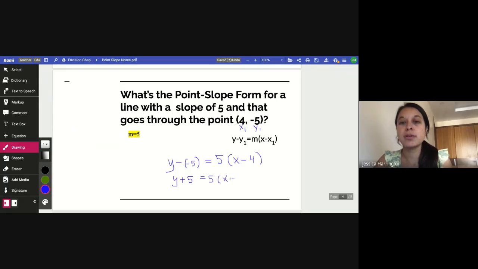It's really important to know that because the formula for point-slope has a minus and a minus right here. If you see y plus 5, that means that y1 is actually negative 5, because that's the only way you can get this positive here. So you've got to take that into account if you're graphing it from this.